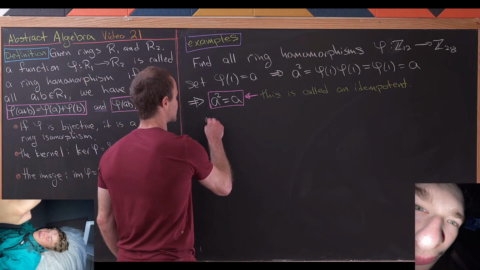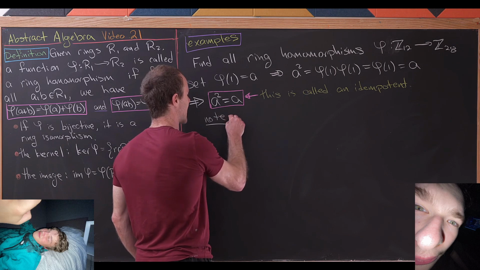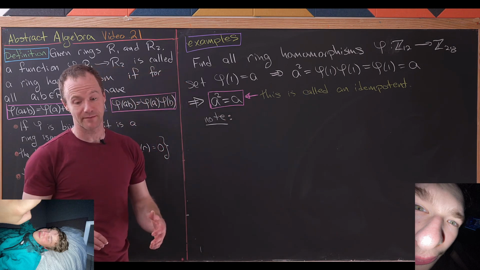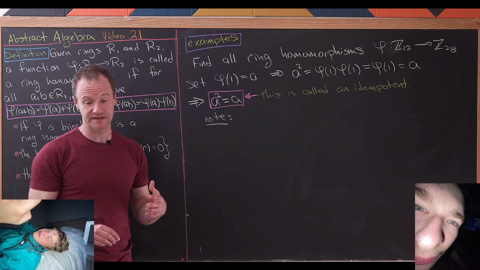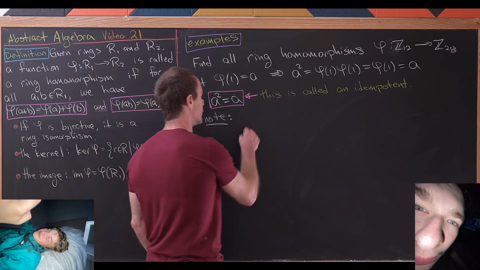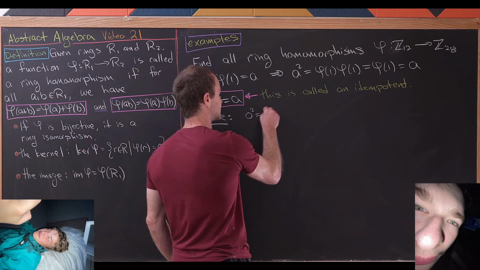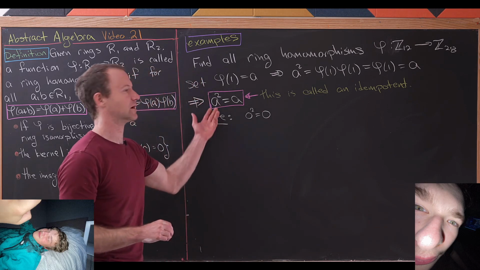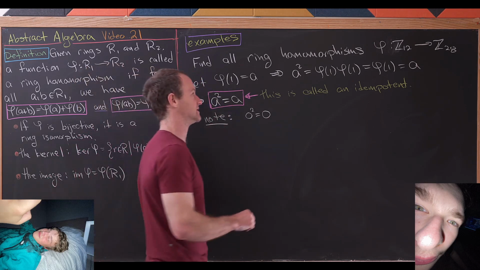So let's notice the following. After either using that trick or doing it by exhaustion, squaring everything in Z28 and noticing this, we'll see that 0 squared is equal to 0. That means, well, that's sort of obvious. That's an idempotent in Z28.